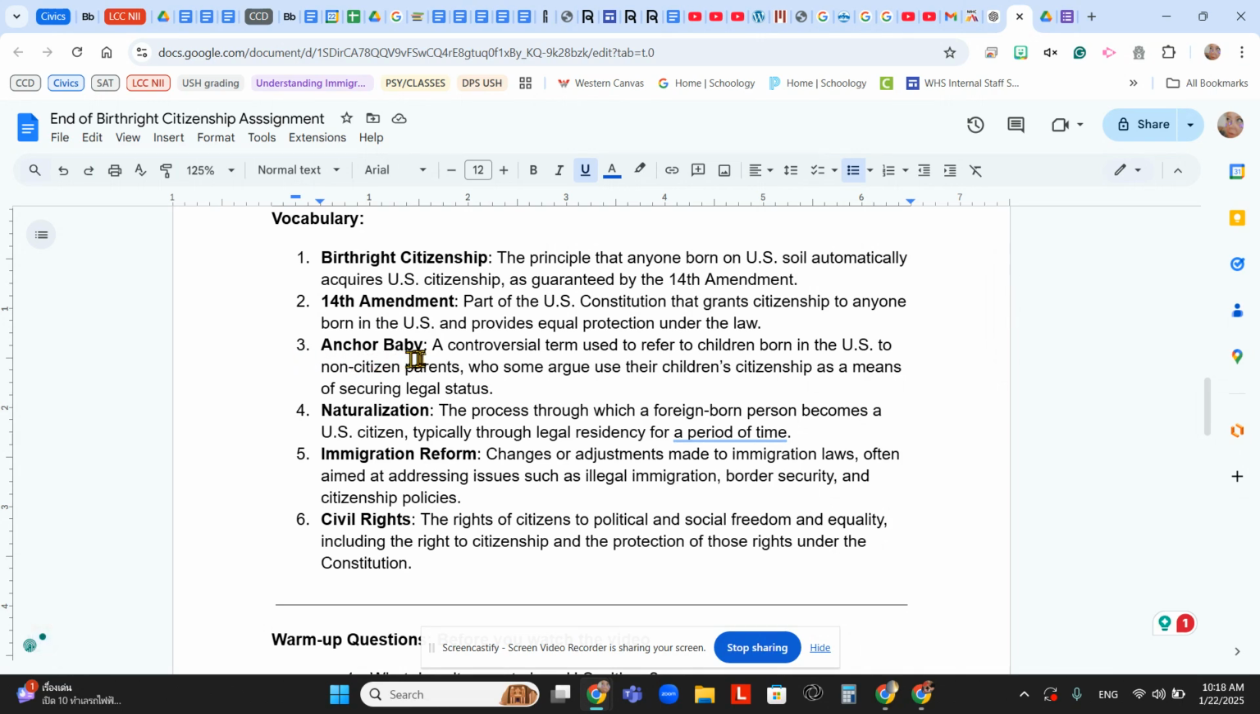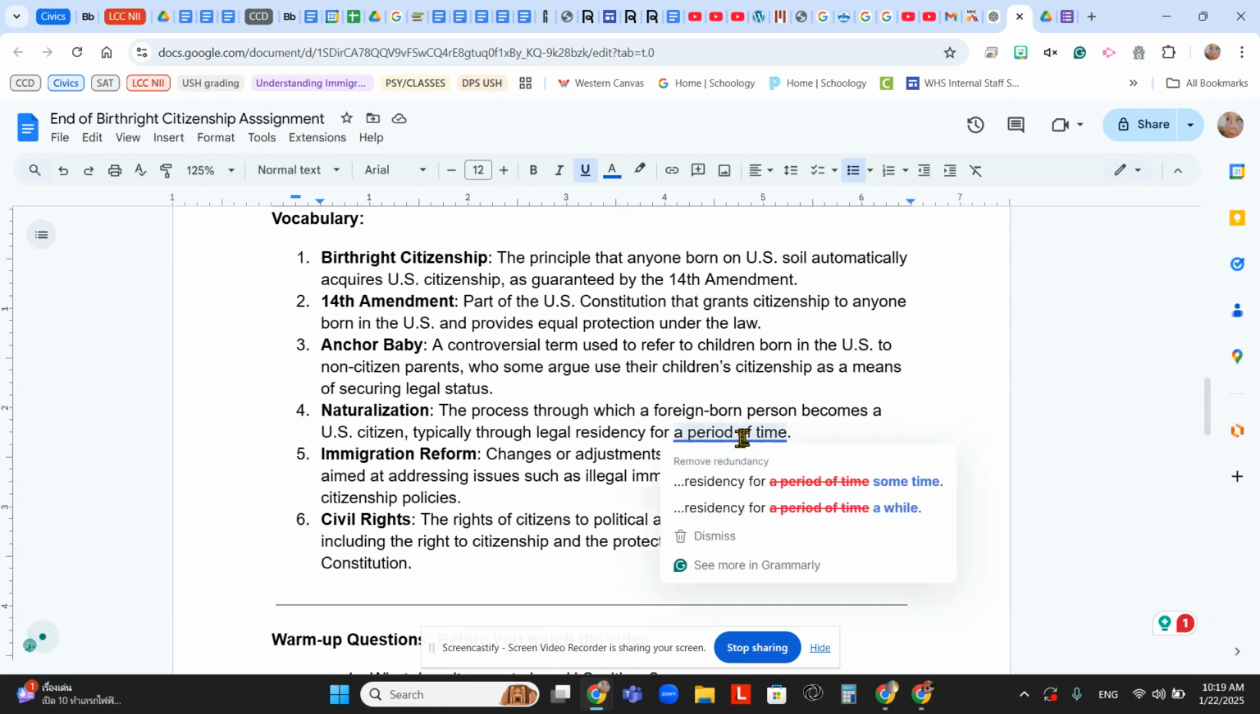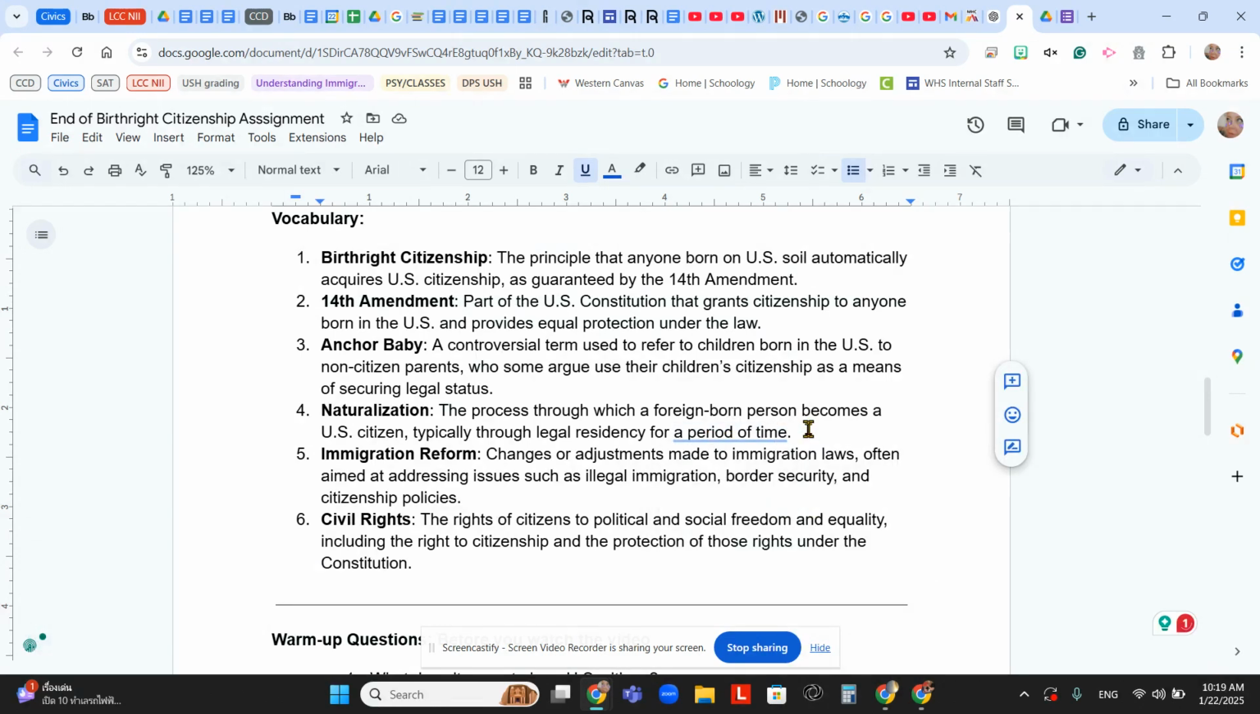The term anchor baby is a controversial term used to refer to children born in the United States to non-citizen parents who, some argue, use their children's citizenship as a means of securing legal status. Naturalization is the process through which a foreign-born person becomes a U.S. citizen, typically through residency for a period of time, as well as citizenship tests, oaths, court dates, lawyers, and other legal things that have to happen in order to become a U.S. citizen.